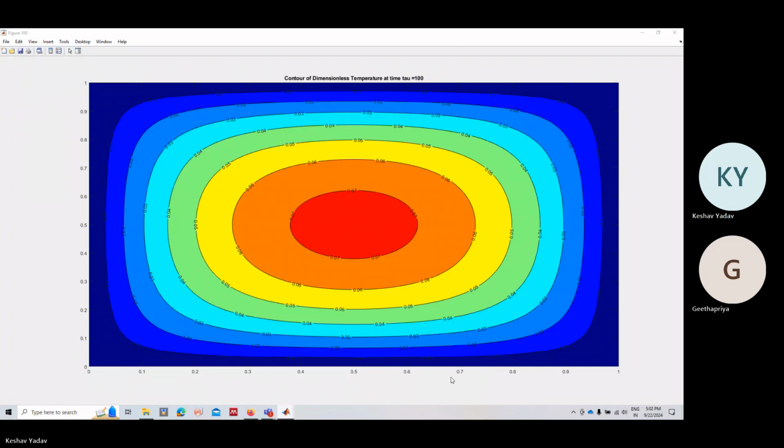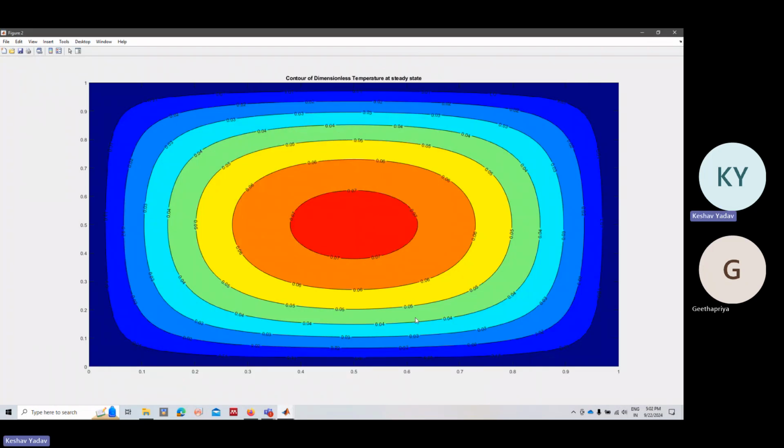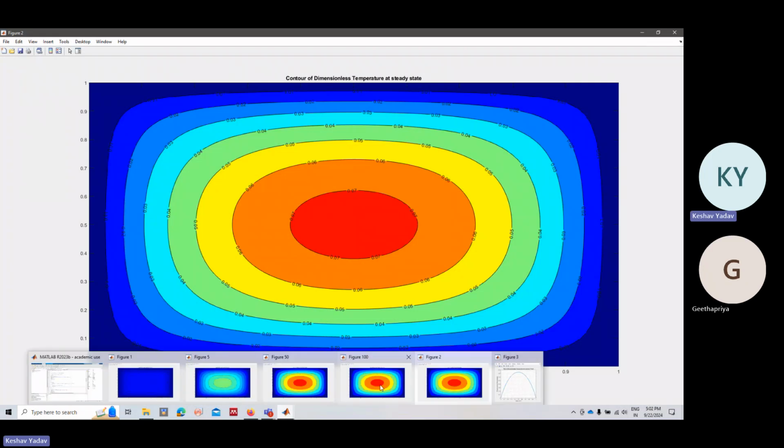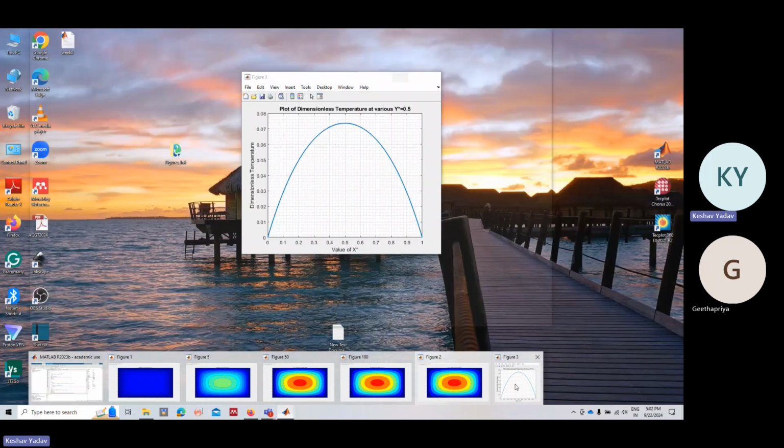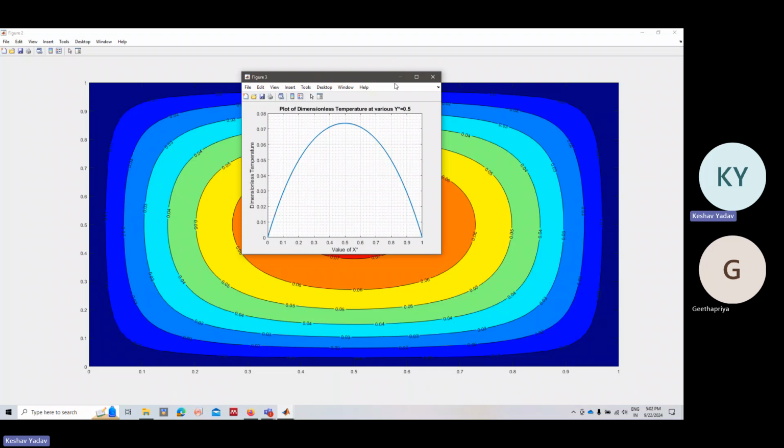This higher temperature region is increasing. So this is the steady state. If you see here, this is almost the same. These are the steady state data. And if you see here, the higher temperature region has increased a bit. This is the temperature profile at y equal to 0.